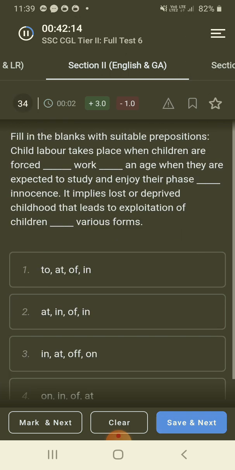Fill in the blanks for the position. Child labor takes place when children are forced to work at an age when they are expected to study and enjoy their phase of innocence.